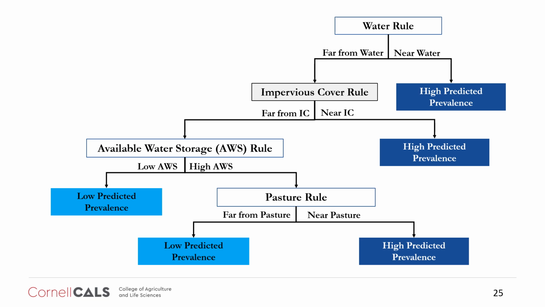Then we would move on to the impervious cover rule. If it is near impervious cover, then we would assume it has a higher prevalence of Listeria. Following on, we have the available water storage rule and the pasture rule, which will further make our subgroups more homogeneous. At the end, we can easily see that by dividing the samples based on different meteorological and geographic factors, we can predict the presence of pathogens in different locations of the farm.